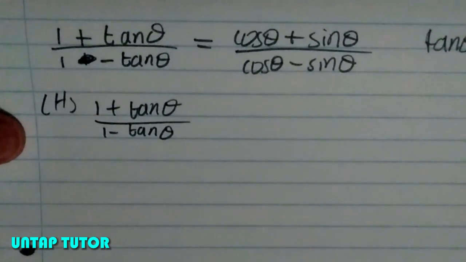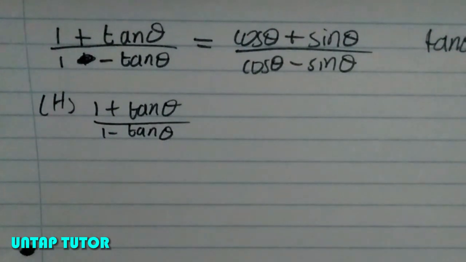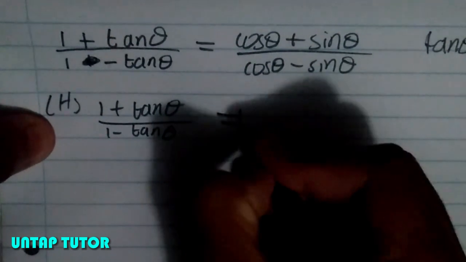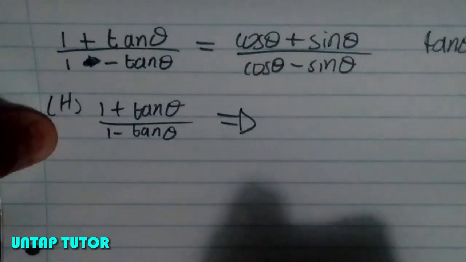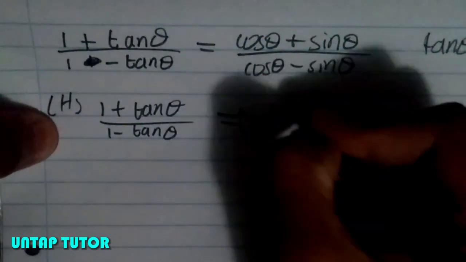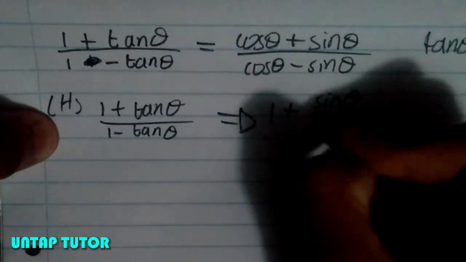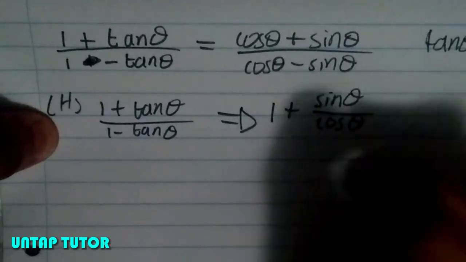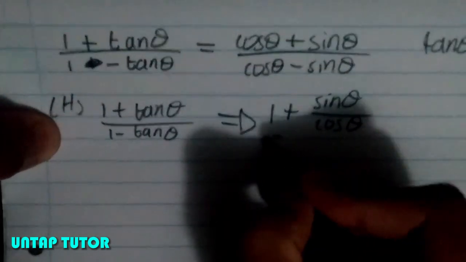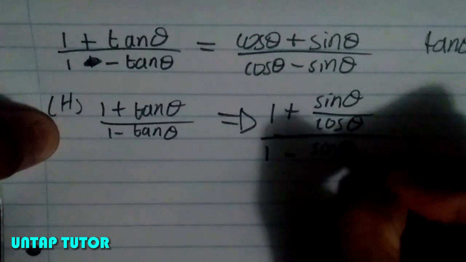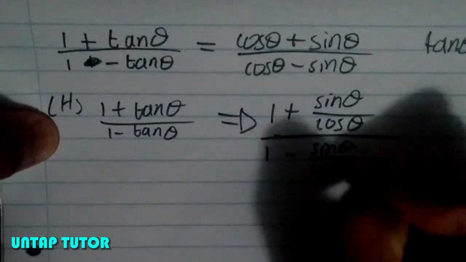First things first, I already told you we're going to change tan into sine theta over cos theta. Every time you see tan, just change that. So changing tan into sine theta over cos theta, we're going to have 1 plus sine theta over cos theta. Now this is not an equal sign. All over 1 minus, again, sine theta over cos theta.